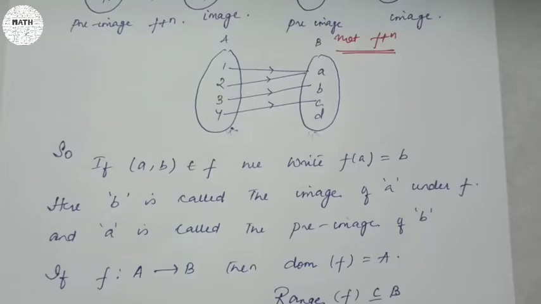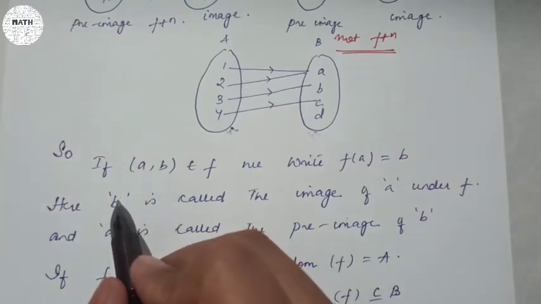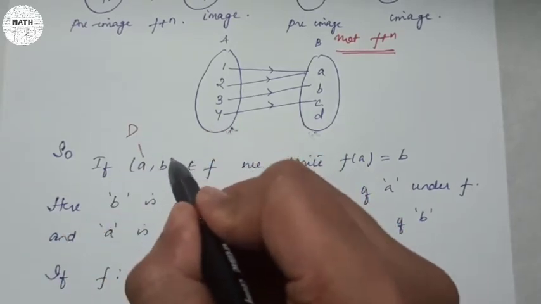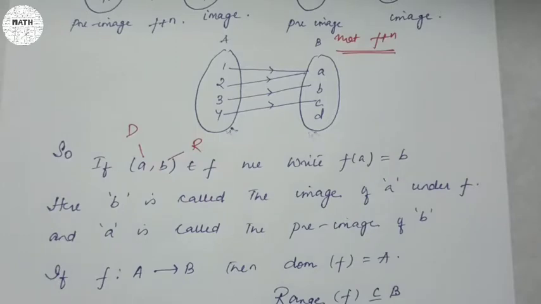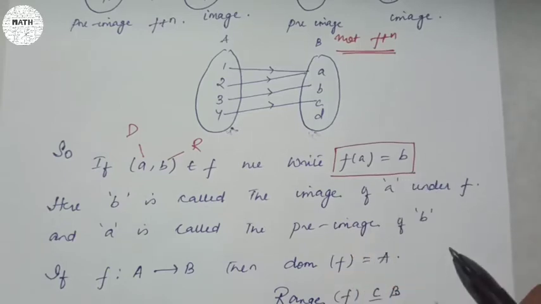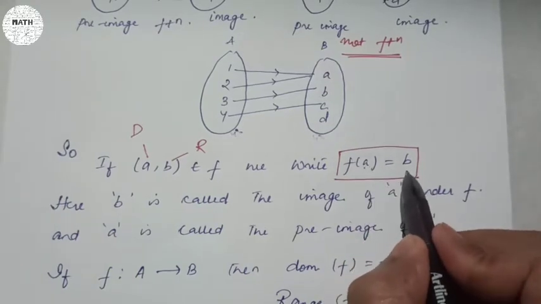The latter part of the definition is: if (a, b) belongs to f, we write f(a) = b. In your previous exercise we studied that the first element is your domain and the next one is your range. And according to the definition of a function, this would be your answer, f(a) = b. Remember, a is your domain and b is your range.